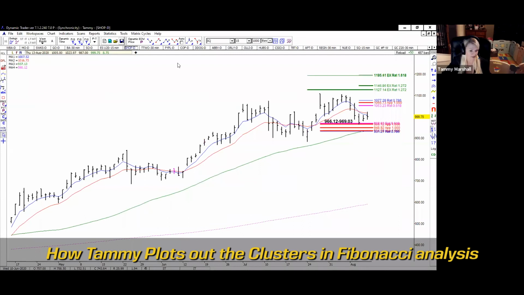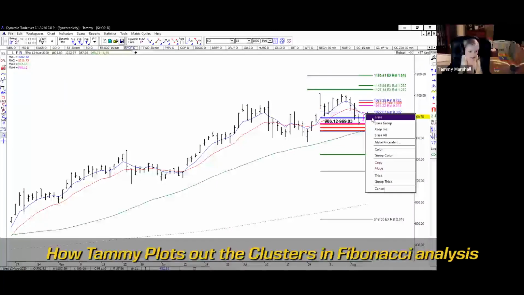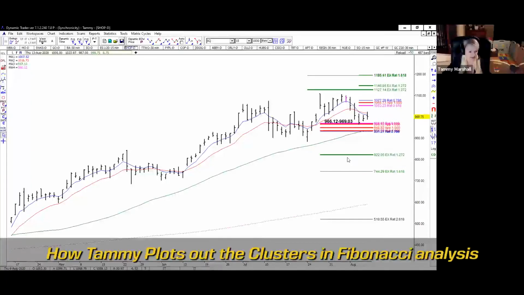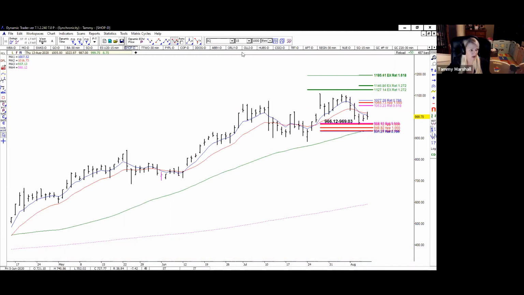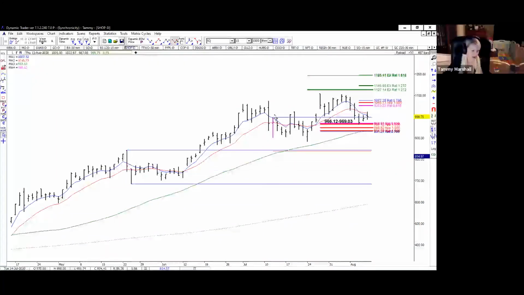The way I got the cluster on Shop is I did this low to this high to get my pink 618 and my 786. Of course, I'm going to erase these numbers because I don't need them. And then the way I got the rest of the cluster on here was I took this high to this low to the overall high. I'm comparing swings in the same direction: this high to this low to the overall high, and this high to this low to the overall high. And that is how I got that Fibonacci.